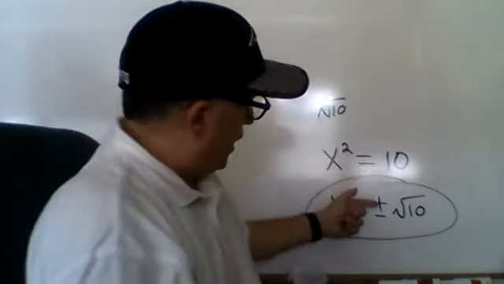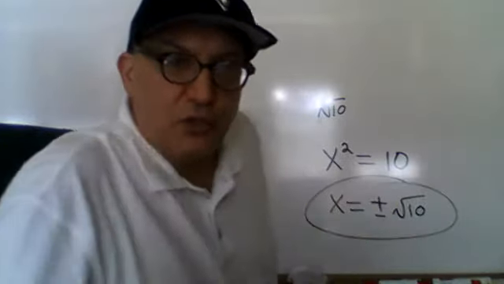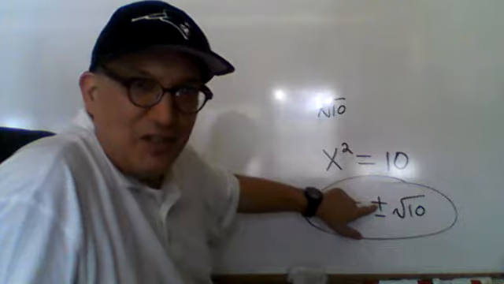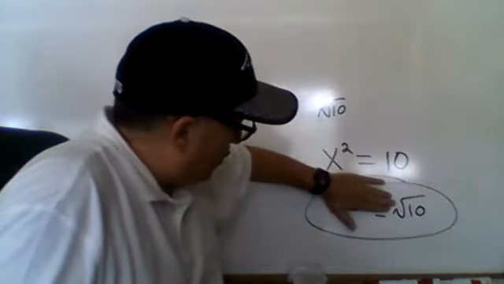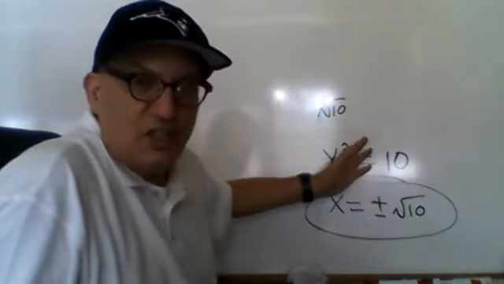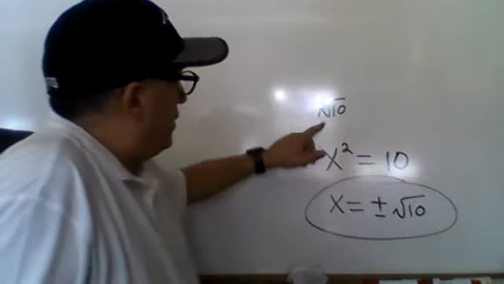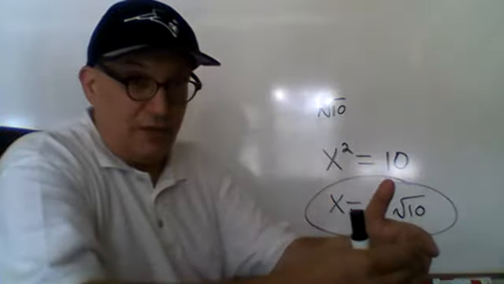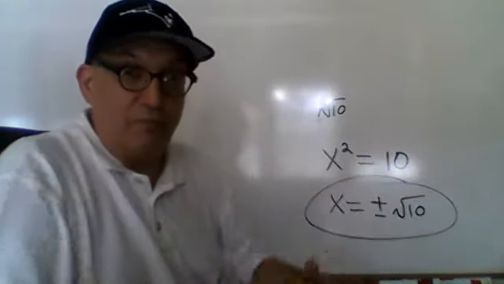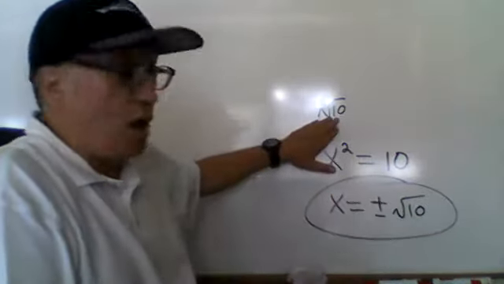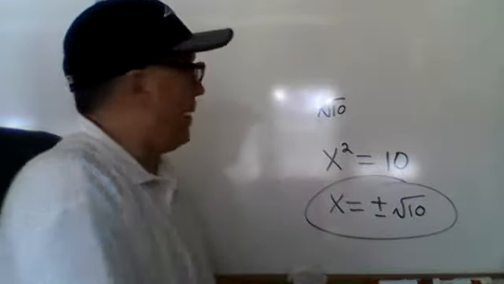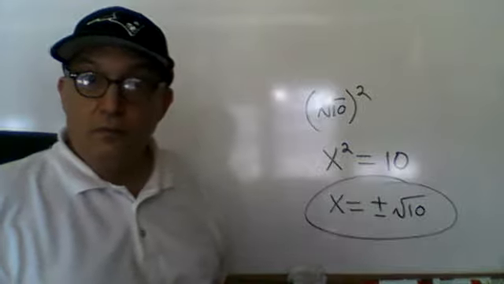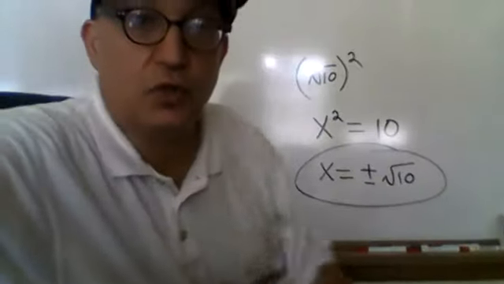Now, when I write the two solutions, plus or minus the square root of 10, I've got to put the plus sign here. If I left it out, I'd be saying that the only solution is the negative square root of 10. But if I just write the square root of 10 like this, as I said earlier, that's the positive. We agree that this is the positive square root of 10. All right? So now I'll square it, because the equation is x squared.